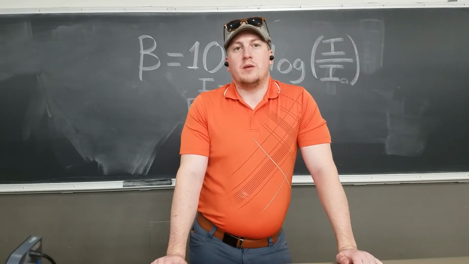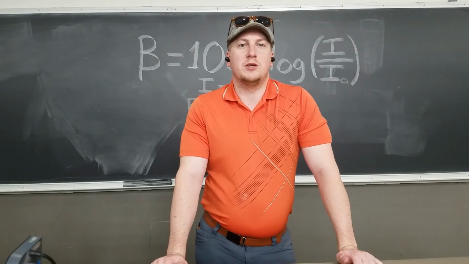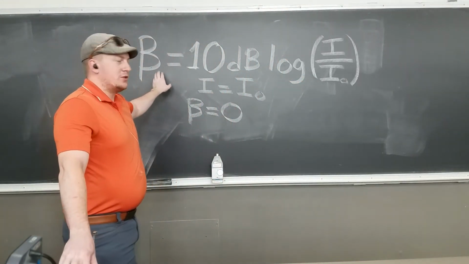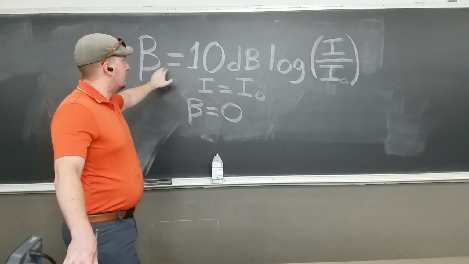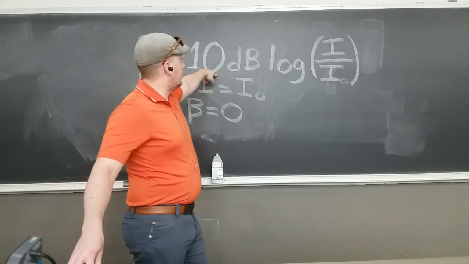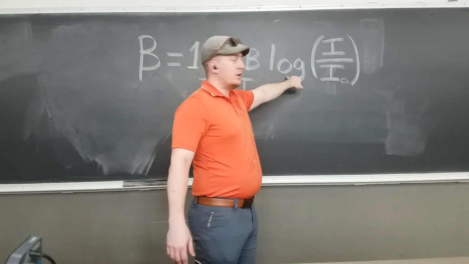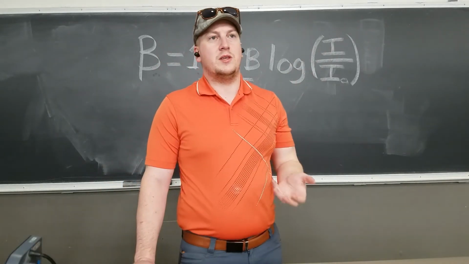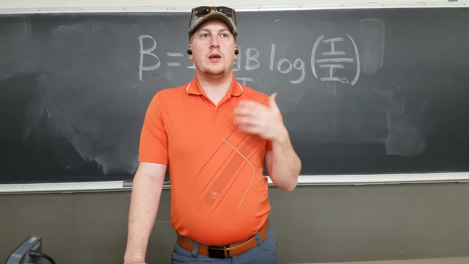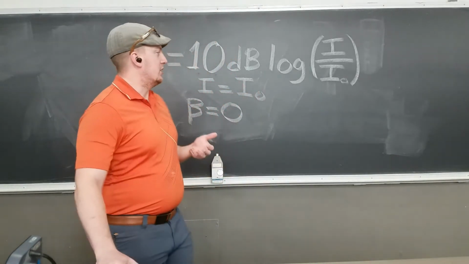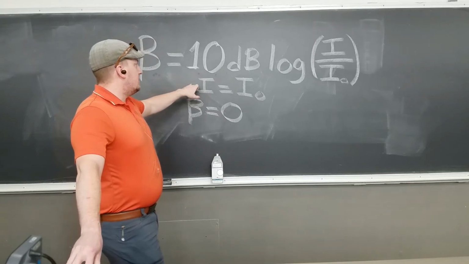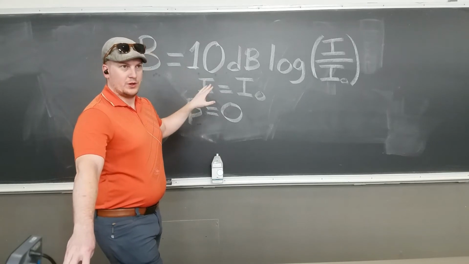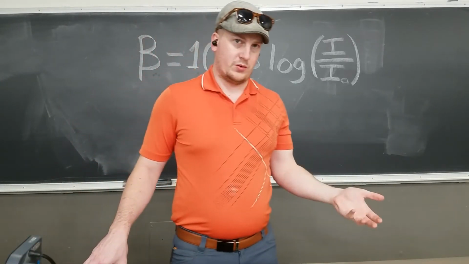Today's demonstration we're going to be talking about is the intensity of sound and how it's measured. So from the board behind me, we have that sound is usually measured in terms of decibels, denoted as beta, which is equal to 10 decibels times the log of the intensity of the sound divided by the initial intensity. Now this initial intensity, I naught, is like the threshold for which we can actually hear sound. So if I equals I naught, our beta or our intensity level is equal to 0. So that's where we establish our threshold.